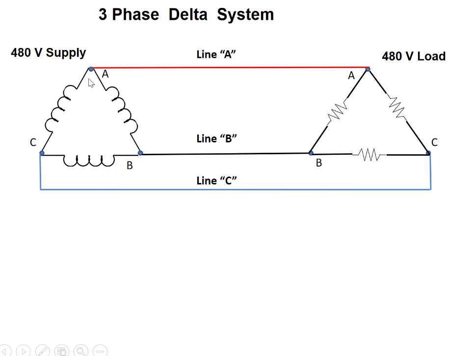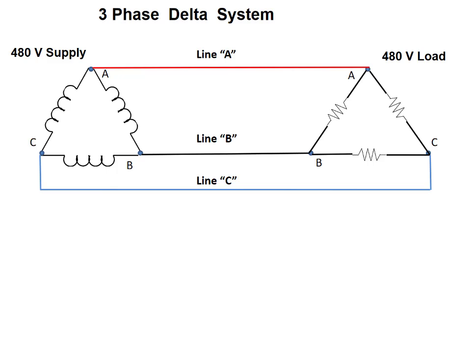If that delta generator feeds a delta connected load, the load will be connected the same way as well. Each load will not have a common point like it does in Y, but will be connected, one end of load connected to line A, the other end to line B, one load connected from line B to line C, one load connected from line C to line A.